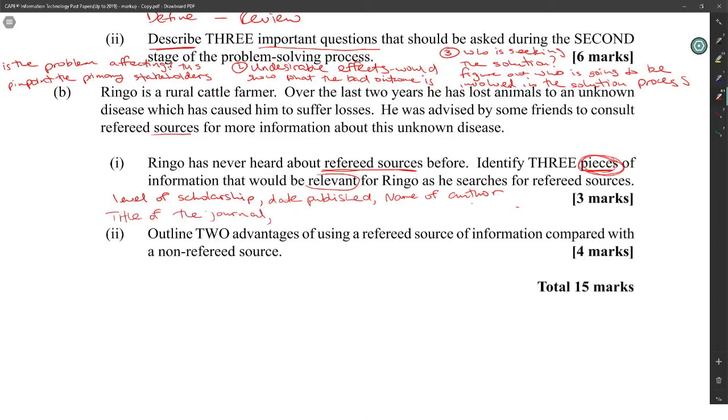Check to see if it's a referred publication. Yeah, that would work too. Yeah, you could say the publisher reputation. All of that would be inside there too. Publisher reputation would be a good one also. Right, so you're looking for level of scholarship, date published, name of author, title of journal, publisher reputation. All of them are pieces of information that are relevant.